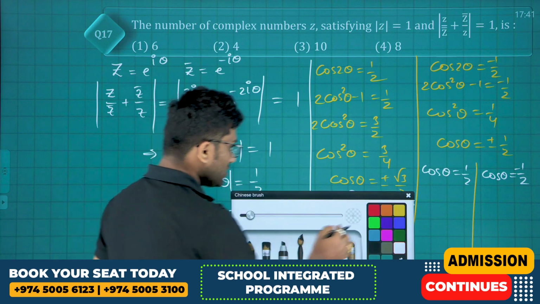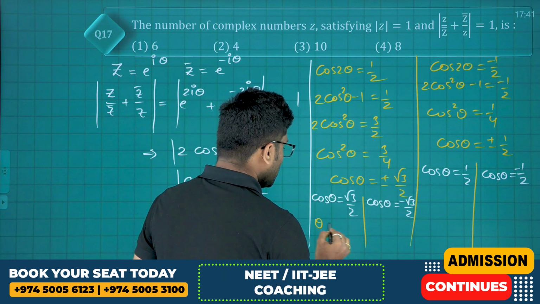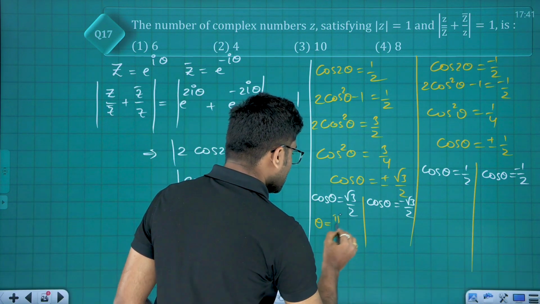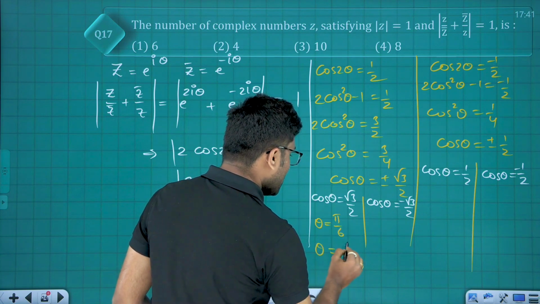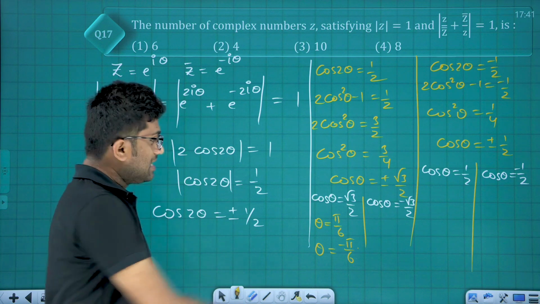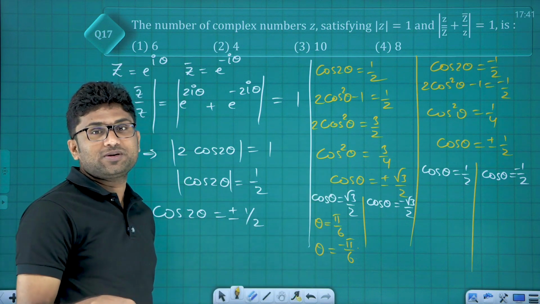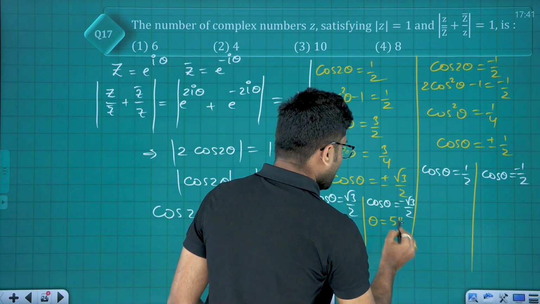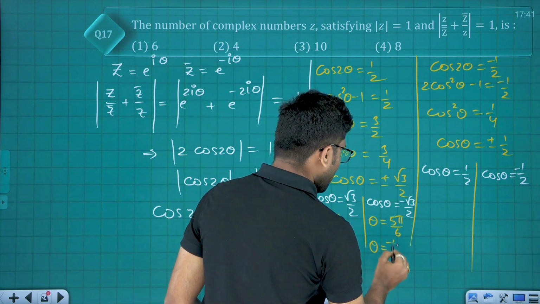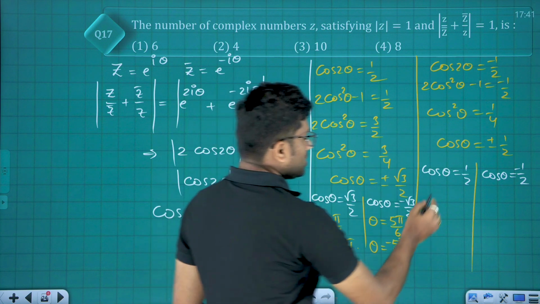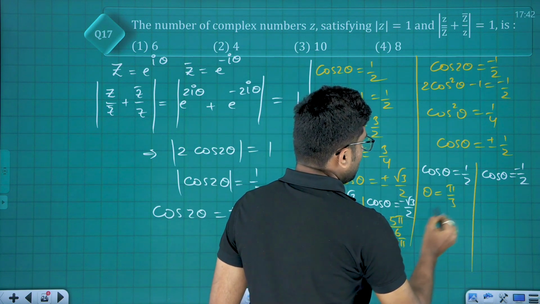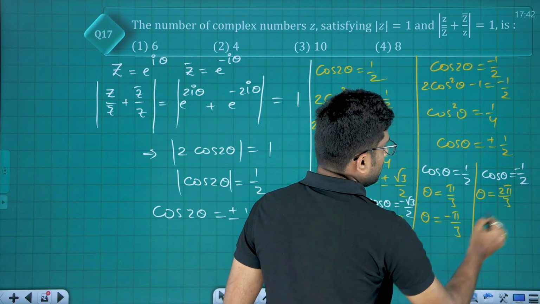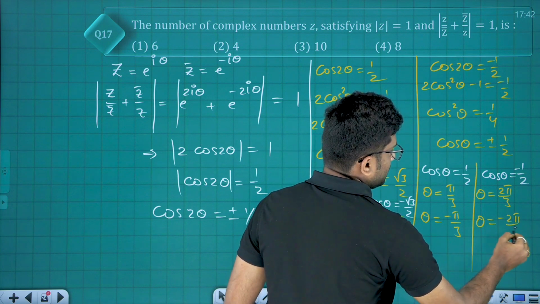See friends, if cos theta is root 3 by 2, you can get theta equal to pi by 6 or theta equal to minus pi by 6 also. Correct? Cos pi by 6 is root 3 by 2, and cos minus pi by 6 is also root 3 by 2. And theta is equal to 5 pi by 6, theta is equal to minus 5 pi by 6. Cos theta 1 by 2 means theta is equal to pi by 3, minus pi by 3, 2 pi by 3, and minus 2 pi by 3.